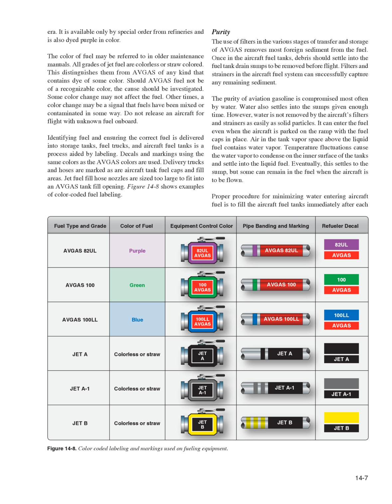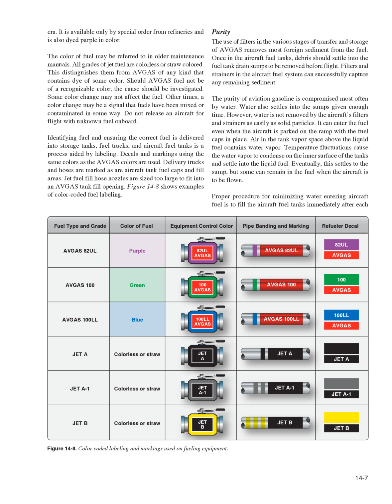All grades of jet fuel are colorless or straw-colored. This distinguishes them from avgas of any kind that contains dye of some color. Should avgas fuel not be of a recognizable color, the cause should be investigated. Some color change may not affect the fuel. Other times, a color change may be a signal that fuels have been mixed or contaminated in some way. Do not release an aircraft for flight with unknown fuel on board.